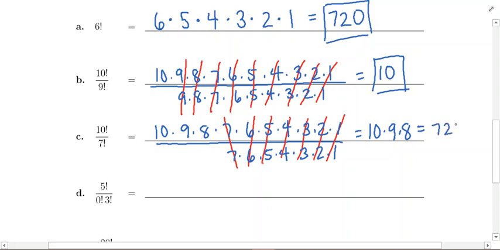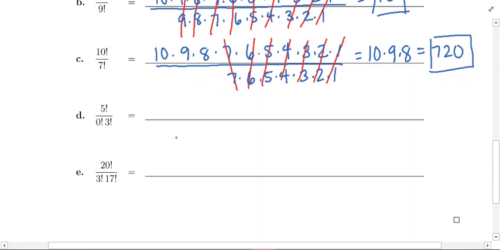All right. So moving on to part D. This time we have a single factorial in the numerator, 5 factorial, and in the bottom, that is 0 factorial times 3 factorial. So we're going to keep both of those in the denominator. Again, let's start in the top. 5 factorial is 5 times 4 times 3 times 2 times 1.